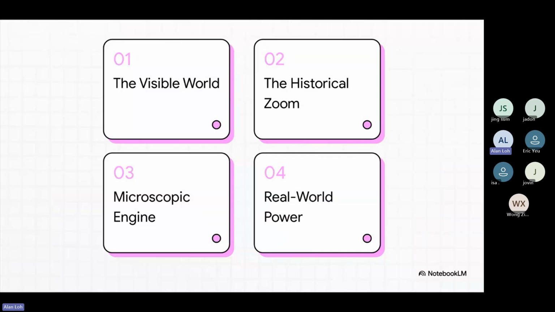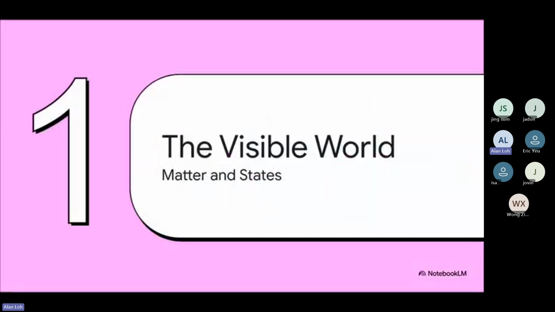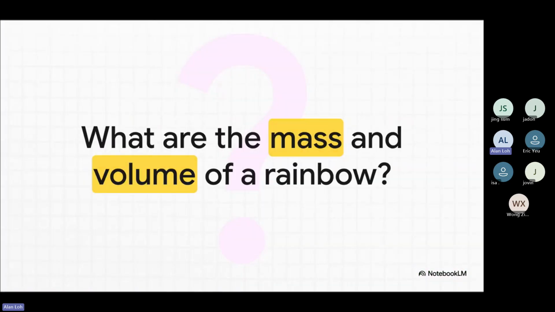Real quick, here's our roadmap for this explainer. We'll start with the visible world, then take a historical zoom, dive into the microscopic engine, and wrap up with real-world power. Okay, part 1, the visible world, matter and states. Let's kick things off by challenging some basic assumptions. Think about a huge, beautiful rainbow stretching across the sky after a storm. It's visible, it's right there, right? But what's its mass? What's its volume?